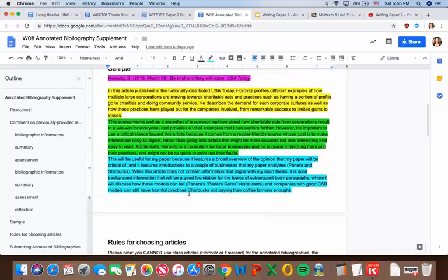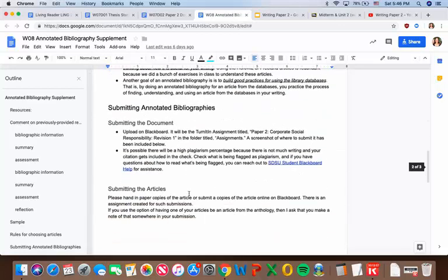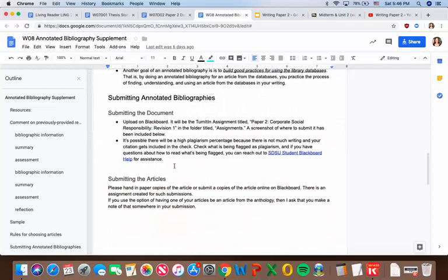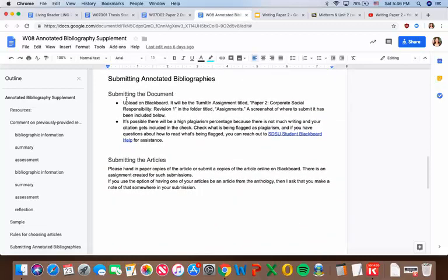But one thing that I want to talk about is submitting it. In the Annotated Bibliography Supplement, I've included directions about submitting the document. I'm looking at the second page, partway down, where it says submitting the document. You're going to upload it on Blackboard. It will be the Turnitin assignment titled Paper 2, Corporate Social Responsibility, Revision 1, in the folder titled Assignments. A screenshot of where to submit it has been pasted below. So this is where you're submitting your annotated bibliographies, not where you're submitting the articles.